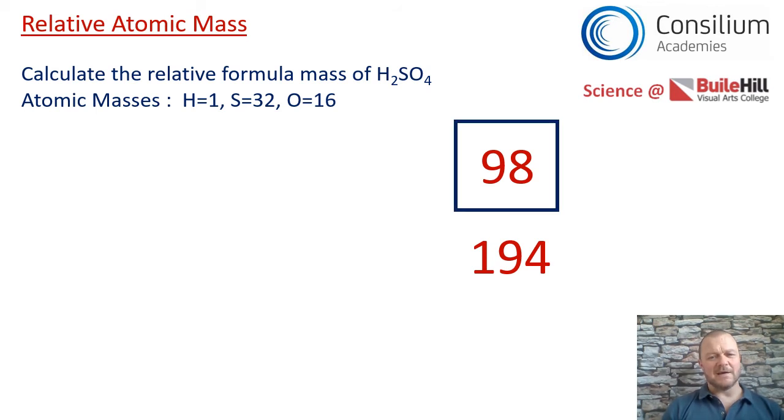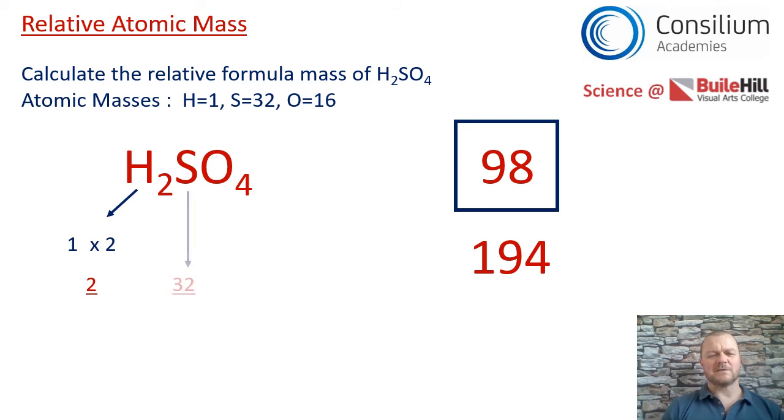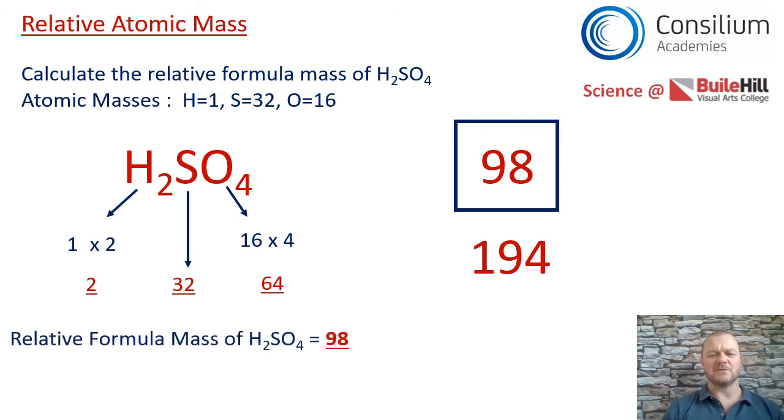The answer is 98, and let me show you how we get to that answer. H is 1, but there are 2 of them, so H is equal to 2 overall. There is no number after S, so therefore that means we've just got one S atom, so S is equal to 32. The 4 after oxygen means that it's going to be 16 times 4, which gives us an answer of 64. And if we add together all those 3 numbers, the answer comes to 98.